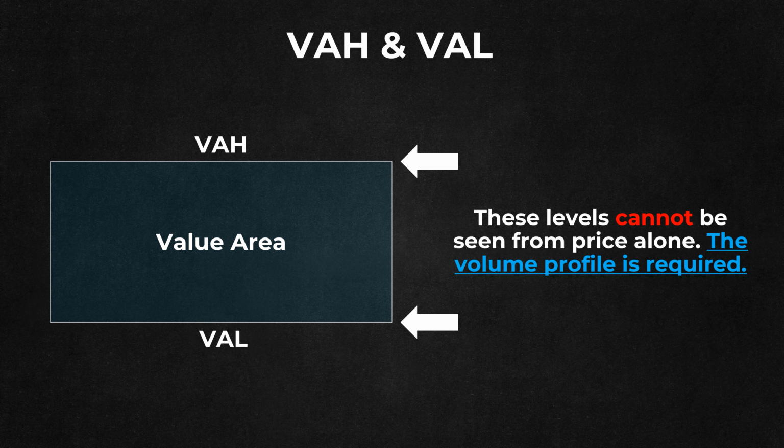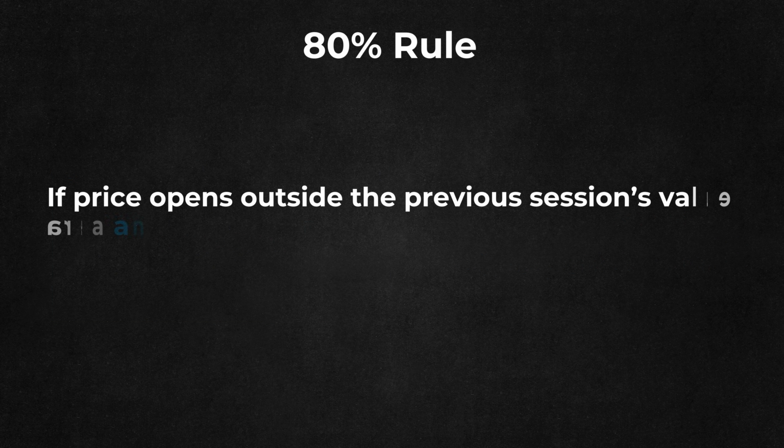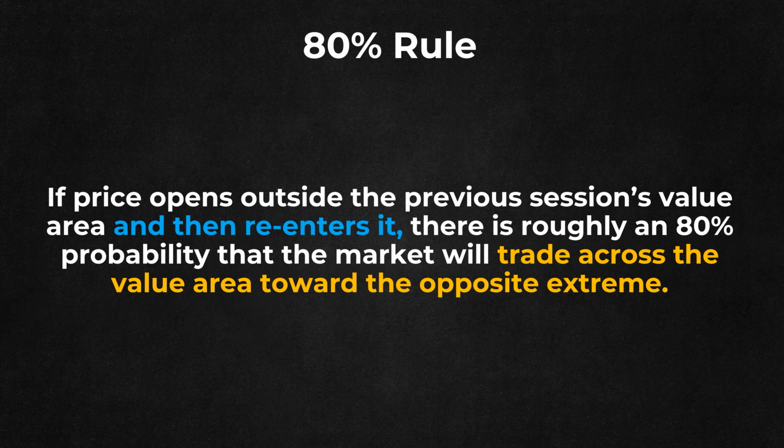Another similar strategy using the value area is called the 80% rule. If price opens outside the previous session's value area and then re-enters it, there is roughly an 80% probability that the market will trade across the value area toward the opposite extreme. However, one subtle but important clarification often added by market profile practitioners is that the market must show acceptance inside value, not just a quick tick back inside. Here's an example of this.